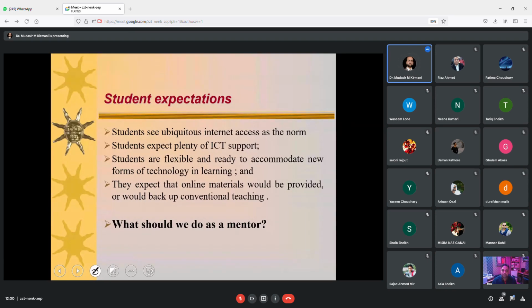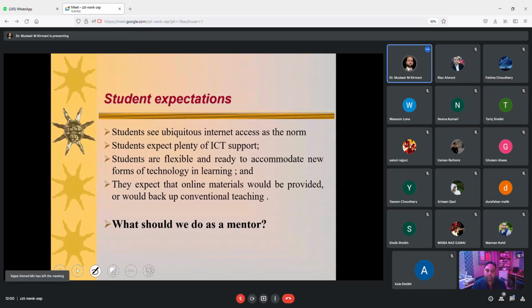Now, what are the student expectations with respect to this information and communication technology? These points, whatever I have listed over here, are basically based on what I have visualized in this COVID-19 period, that students do expect these things from us when we are interacting with them. Like, they do see the internet as a norm, because the day they wake up in the morning, they know that they have to switch on their mobile phone.